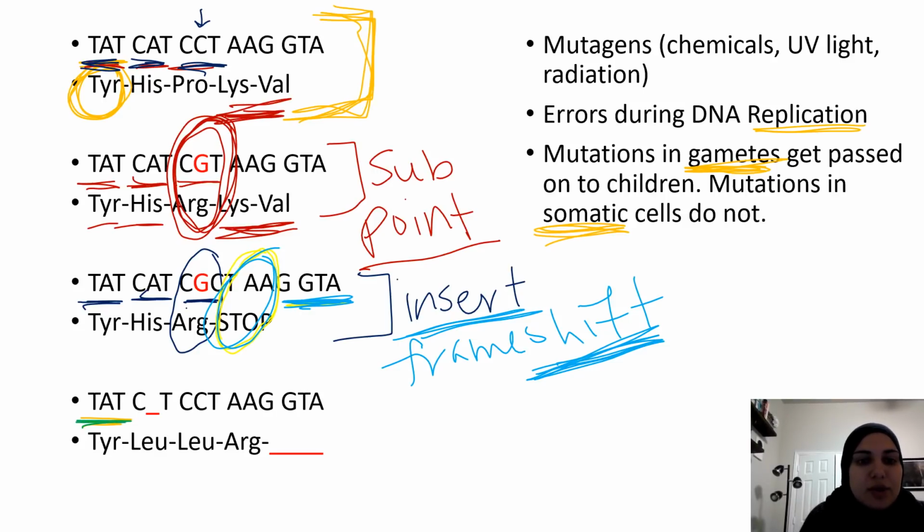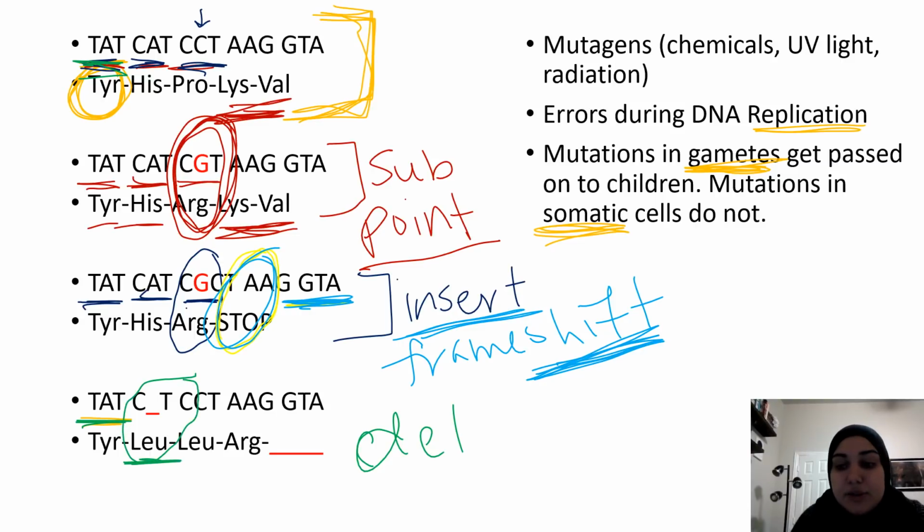TAT, this is what I got, this is what I wanted, I'm fine. The next one, C blank T, I deleted a letter, and if I delete a letter, again, remember, I changed the way I read it, so now I read CTC. That gives me the amino acid leucine. I didn't want leucine, I wanted HIS, so 1, my amino acid is messed up.